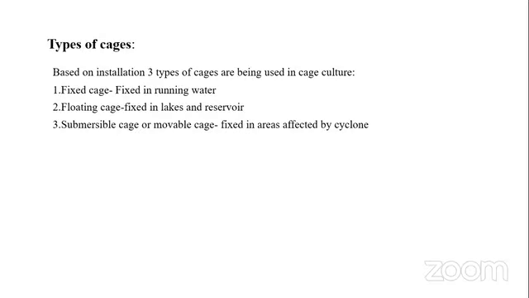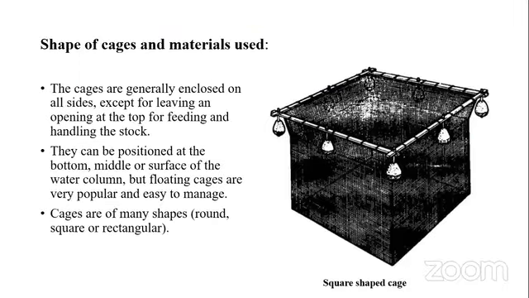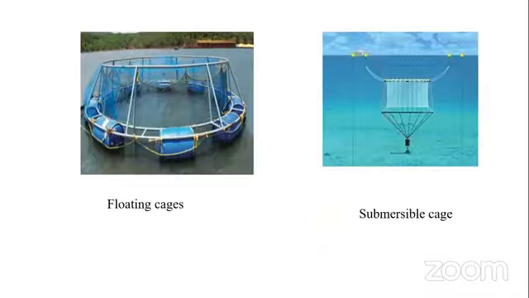Next slide, please, ma'am. These are the different kinds of cages. Just next slide, ma'am. The previous one, please. Yeah, this is the floating cage.